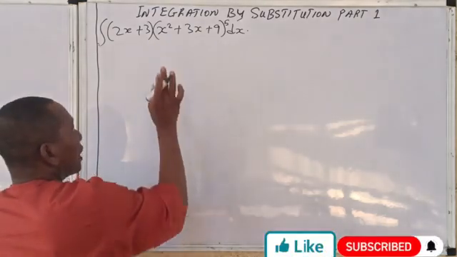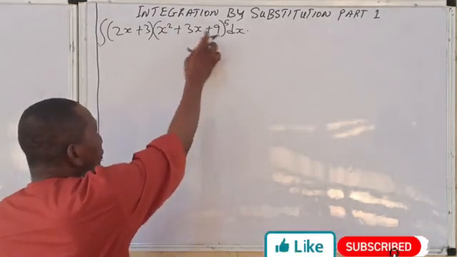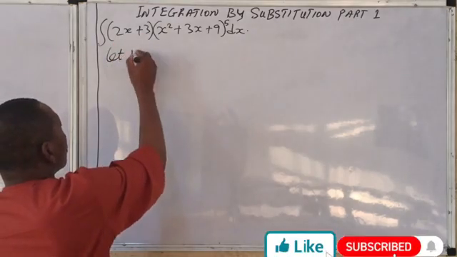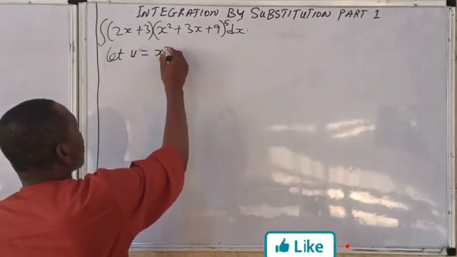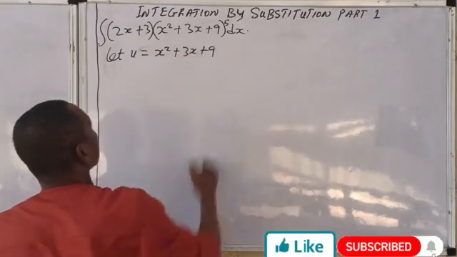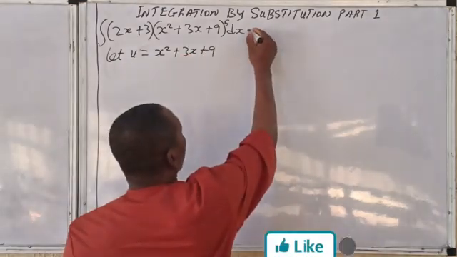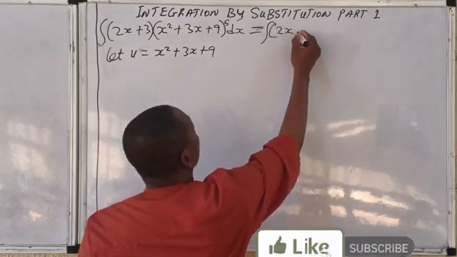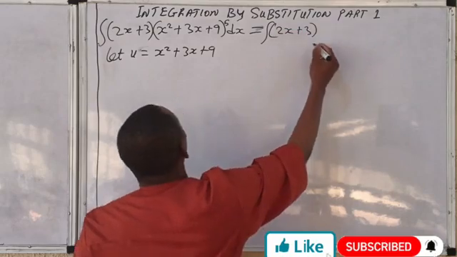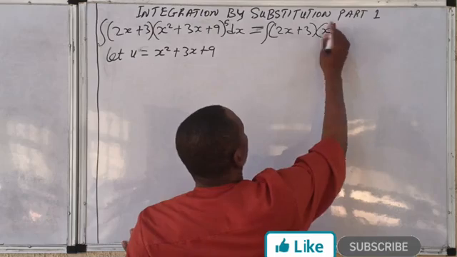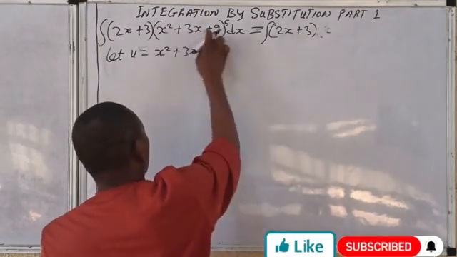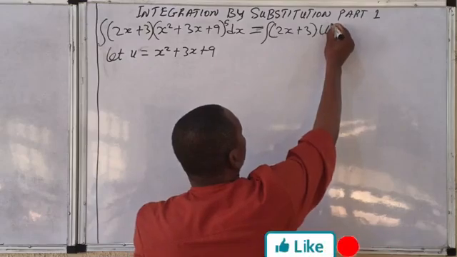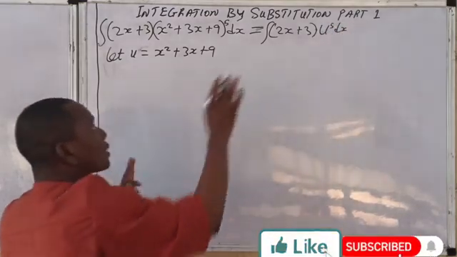Now, I'll give you the secret behind this method. You know that if you differentiate this, you likely get this. So let u be equal to x² + 3x + 9. So this question becomes (2x + 3), instead of this, which is actually equal to u. So we now have (2x + 3)u^5 dx. So note that.